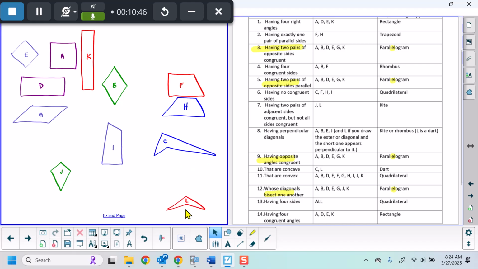Because these are our concave shapes, our darts. Whether we call this an isosceles dart, it has 2 sides. And that isosceles dart is crazy. You can think of it like a kite, because I have 2 sets of consecutive congruent sides when you're looking at your grouping.